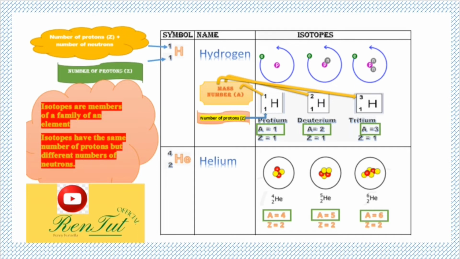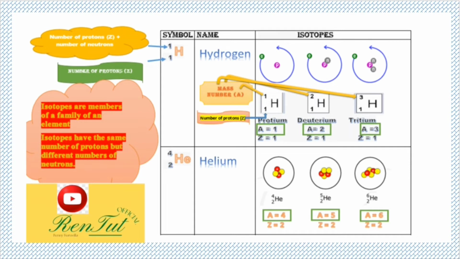Hydrogen has 3 isotopes. As you can see, the first is protium. Protium has Z equal to 1 and atomic mass A equal to 1, which is on the superscript. Now we have one more isotope, deuterium. Deuterium has mass number A equal to 2 and number of protons Z equal to 1. You can see in both the elements Z is equal to 1.